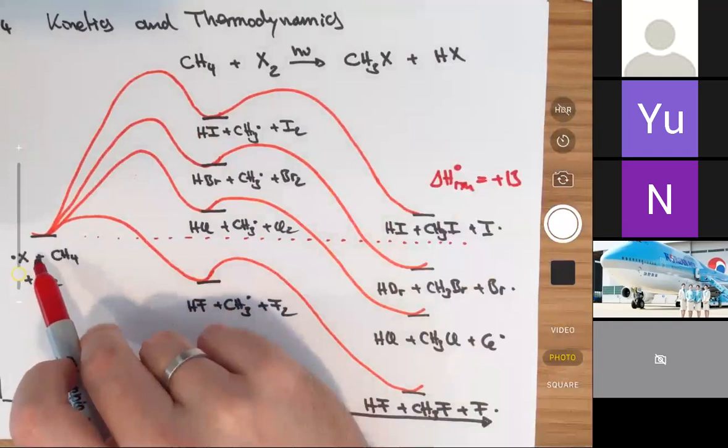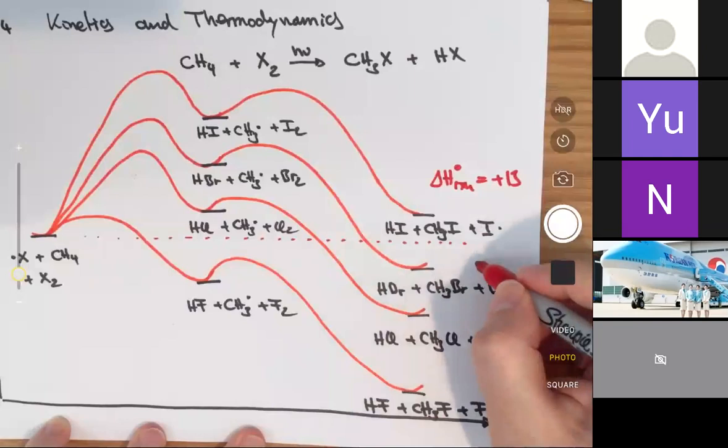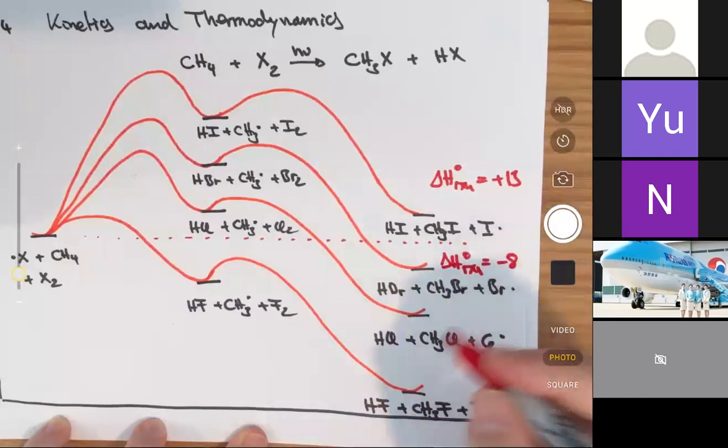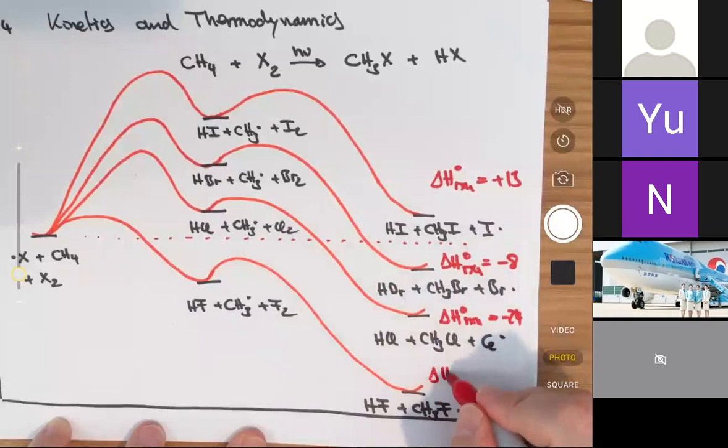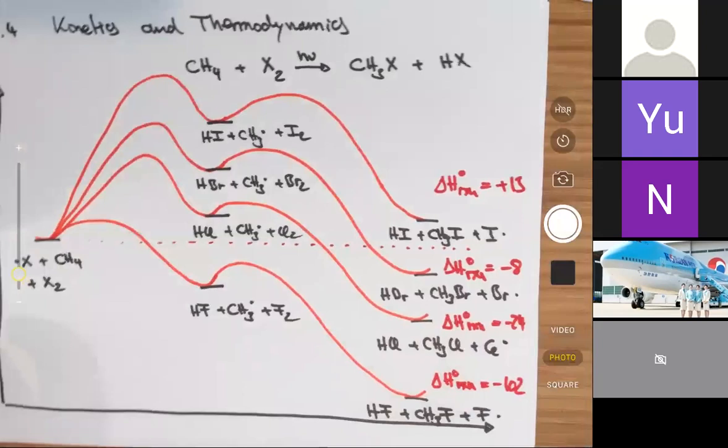For the bromination, the delta H naught reaction is negative. So this is minus 8. For the chlorination, delta H naught reaction is minus 24. And for the fluorination, the reaction is very exothermal. It's minus 102 kilocalories per mole, down in energy.